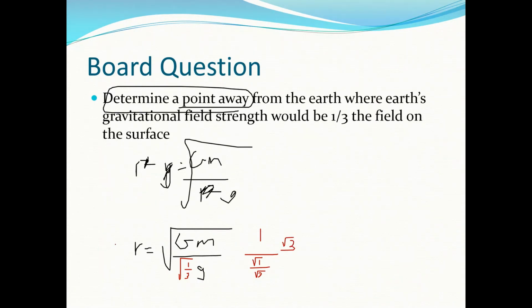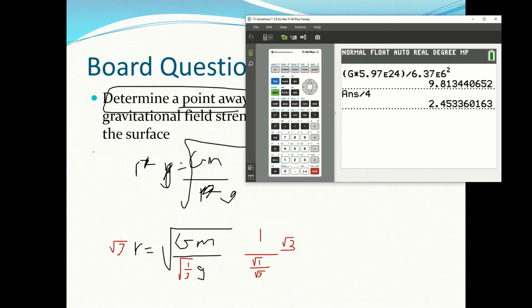So my radius is going to be square root 3 times bigger. So all I would have to do to actually find that radius is I would take the radius of the Earth and I would multiply it by square root 3. And that's how far away I would have to be to do that.